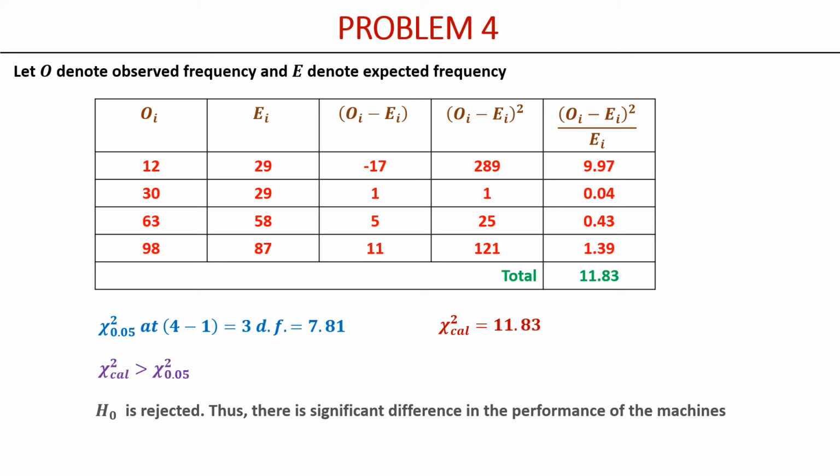So we have now written the observed values, expected values, as we found in the earlier slide, and proceeded in a similar manner to get 11.83 to be our calculated value. And when you compare it with the 3 degrees of freedom table value, I find that the calculated value is greater than the table value. So the null hypothesis is rejected, meaning the alternative hypothesis is accepted. So there is a significant difference in the performance of the 4 machines. So this is the conclusion that we make.